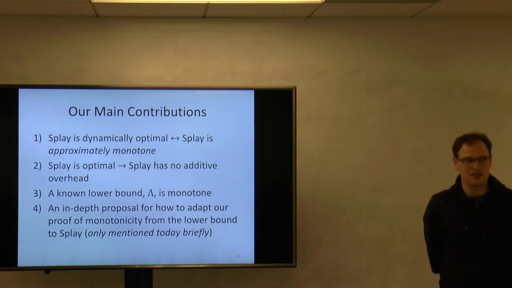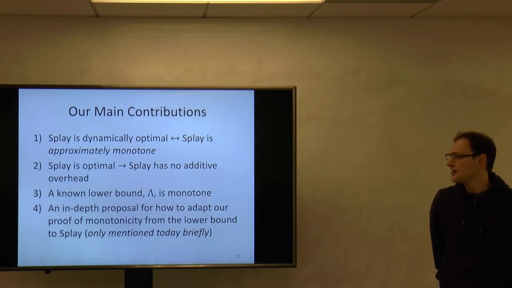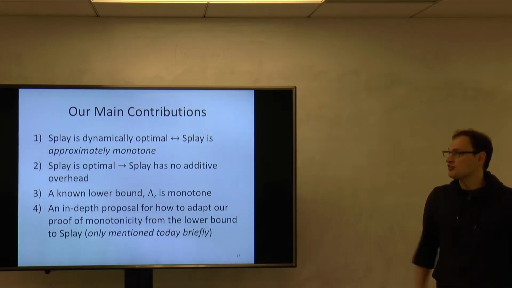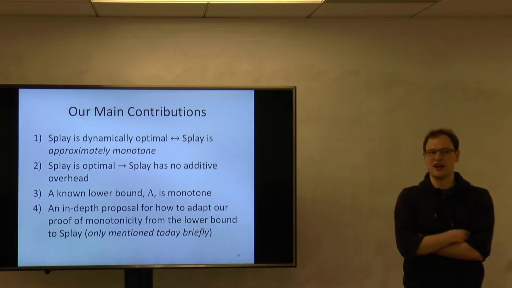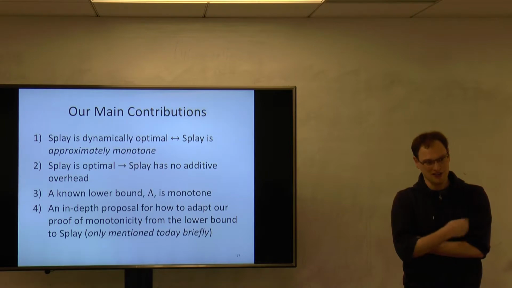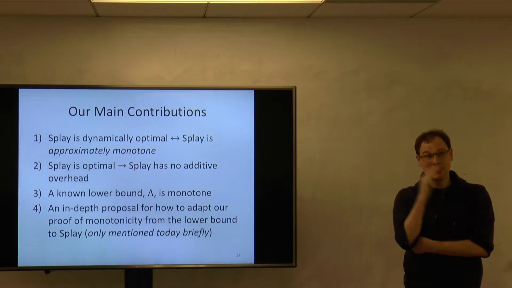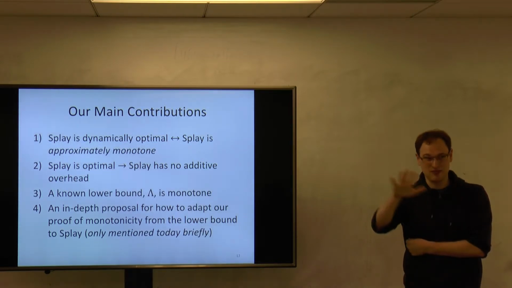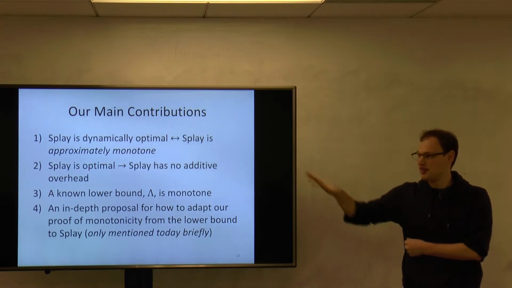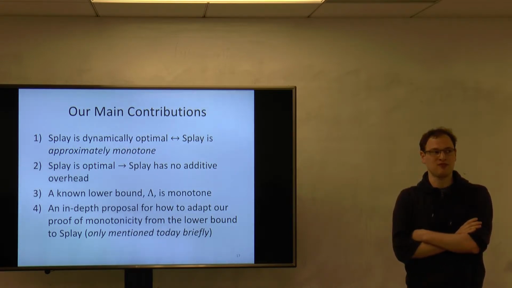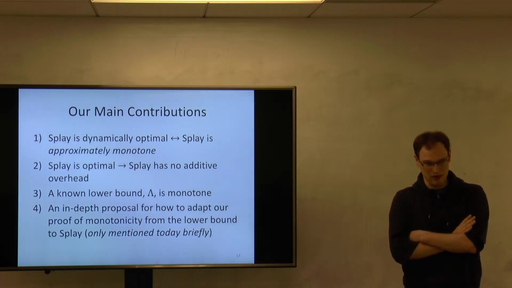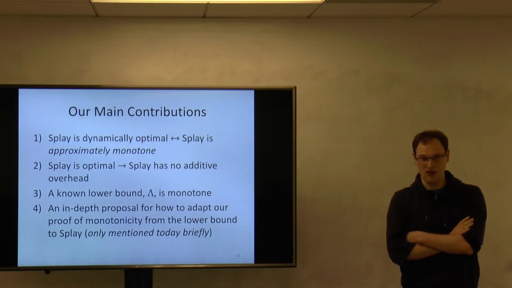So the main results that we show are that we reduce the question of dynamic optimality to whether or not splay is approximately monotone, which in the paper is called the subsequence property. I've adopted this terminology as it's more fitting. The idea is if I remove items from a request sequence, then the cost should go down.